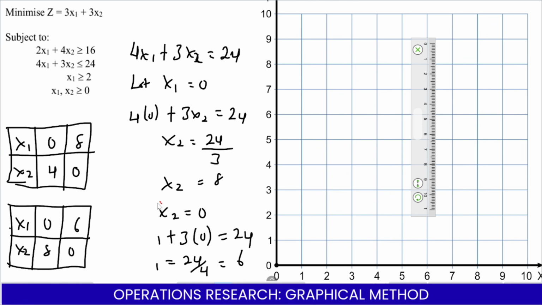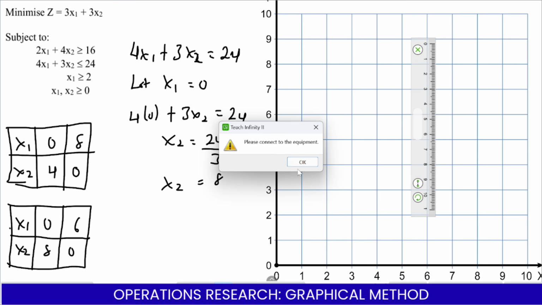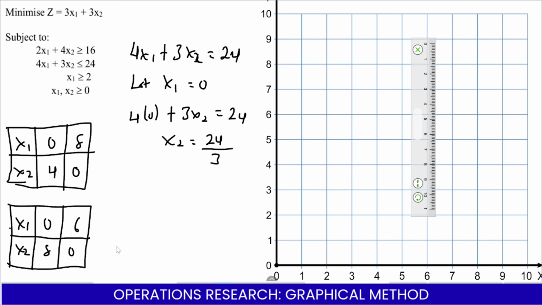And for the third constraint, we have only x1 in it. So we just convert it to an equal sign and we draw it. So for the third constraint, we have x1 is equal to 2. And that's it. So let's plot our values and then represent the constraints on the graph and then find our feasible region.